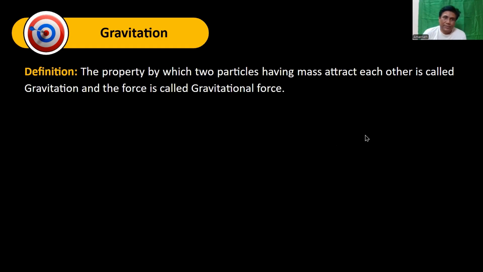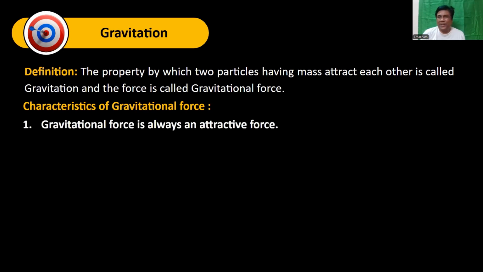So keep on writing all these things. Definition: the property by which two particles having mass attract each other is called gravitation, and the force is called gravitational force. So let us discuss some properties or characteristics of gravitational force. The first characteristic is that it is always an attractive force. Gravitational force cannot be repulsive.